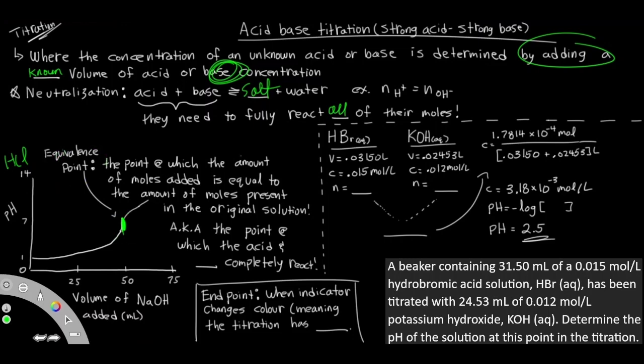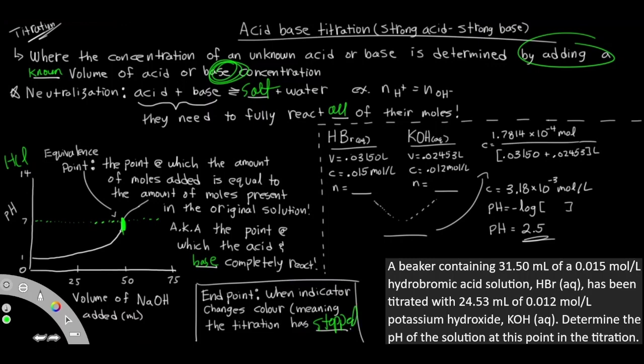At the equivalence point, this is the point at which the amount of moles added is equal to the amount of moles present. Also known as the point at which the acid and base completely react. This is when we hit complete neutralization, because as you can see here, the pH is 7, which is neutral. This is the level of the scale where we've seen this equivalence point being completely vertical. Past this point, we're becoming a little bit more basic. So that has to do more with the end point. It's when the indicator changes color, meaning that the titration has stopped.